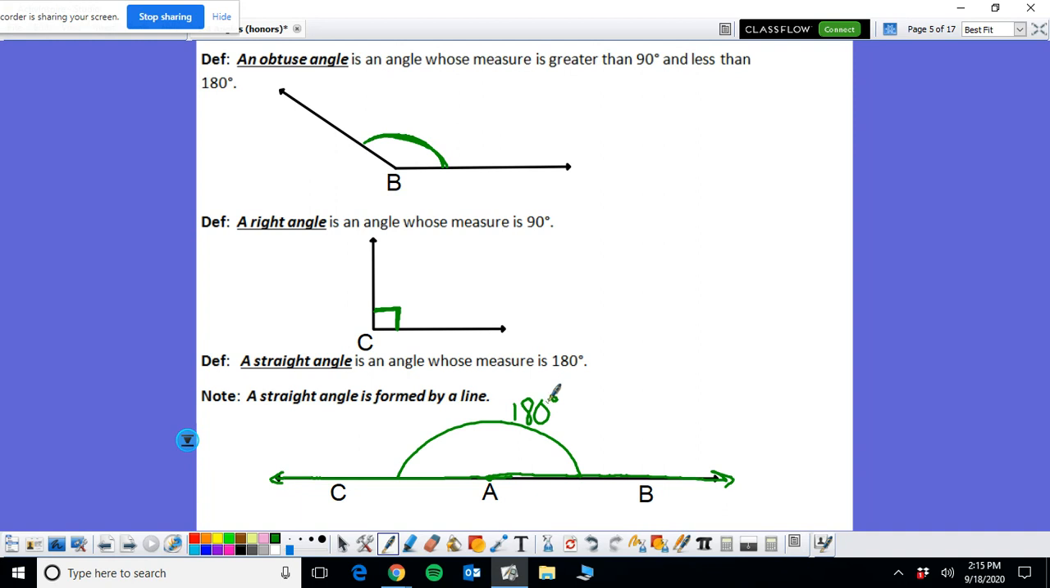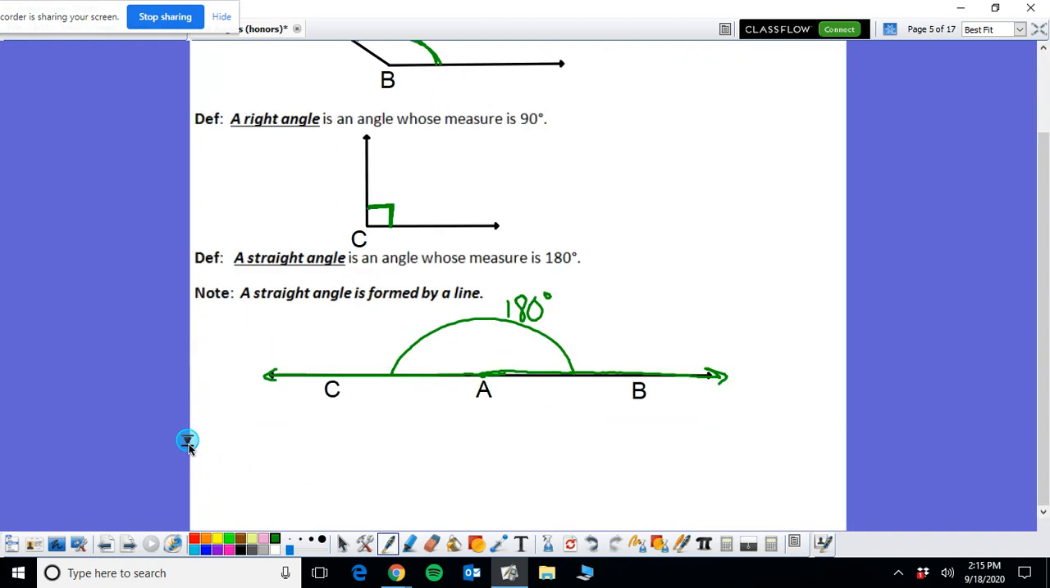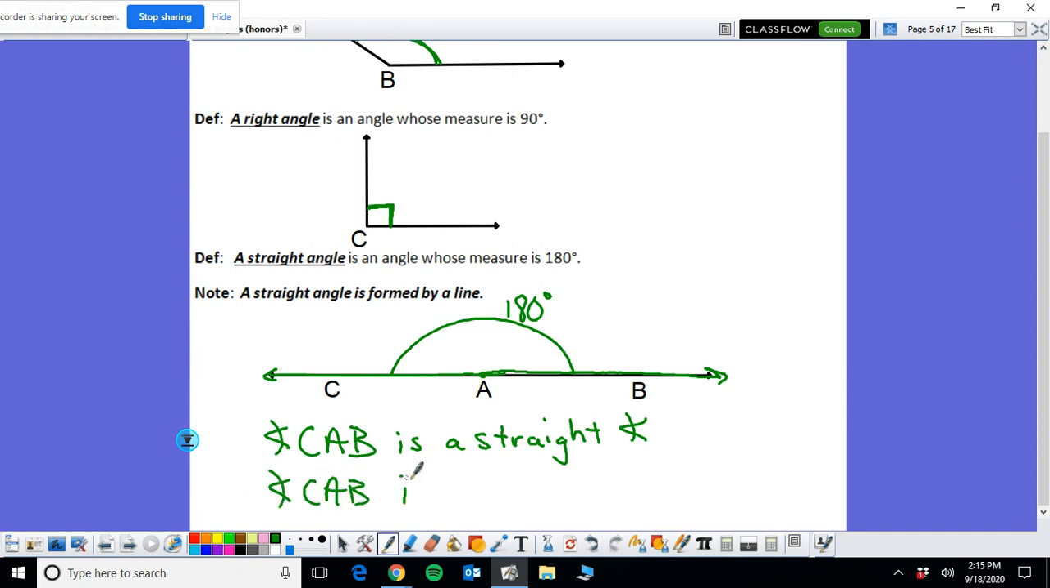I want to make official notes on that, so I like to sometimes jot these types of things down. Angle CAB, so that's how we would name it. CAB, vertex is still the middle letter, is a straight angle. So a lot of people didn't know about this. Angle CAB, these are official statements, is 180 degrees. And then I want to do the parts. This part's kind of important, just to understand the angles.